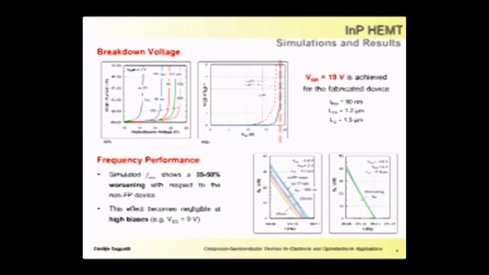And the frequency performance shows 35-50% worsening with respect to the non-field plated device. But the interesting point is that this effect can be overcome if the bias is high, for example, up to 9 volts.